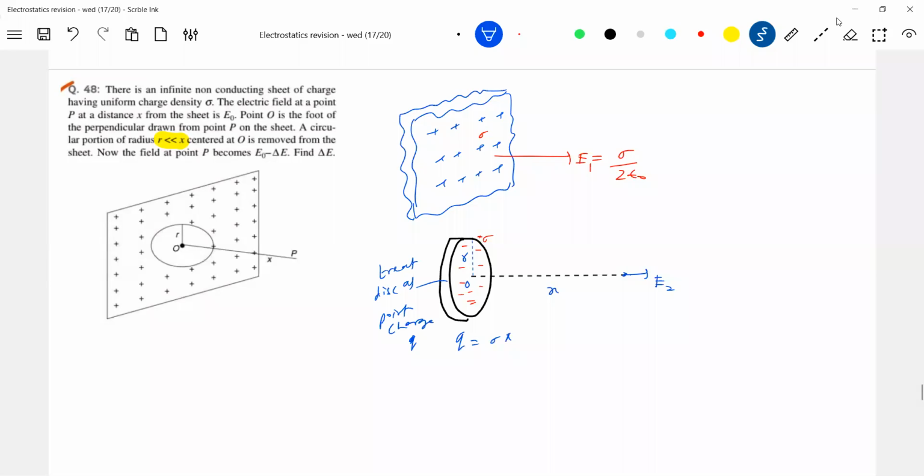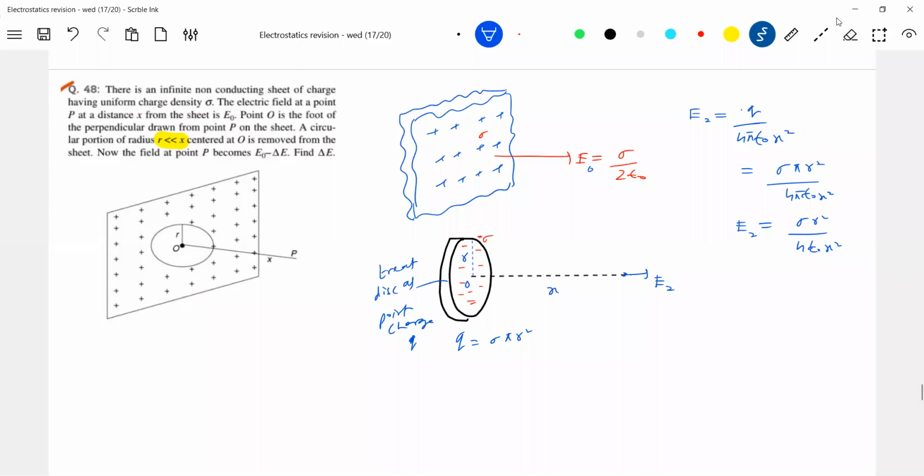So what is Q equal to? Sigma into pi r square. That r will come into the picture like this. So what is the electrostatic field at that particular point? E2 should be equal to Q by 4 pi epsilon naught x square. So what is Q? Q is sigma pi r square. Pi gets cancelled. Sigma r square by 4 epsilon naught.